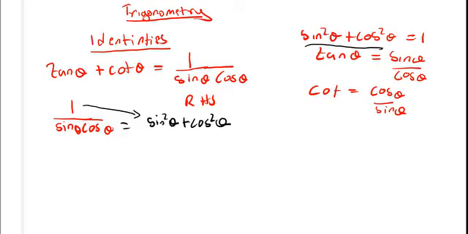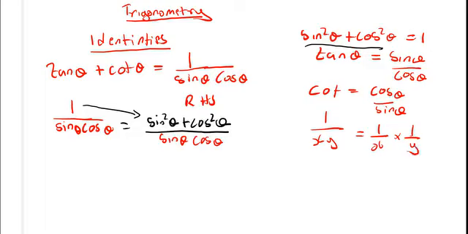Then this is divided by sine theta cos theta. I always tell my students that you need to be able to remember the knowledge you acquired in high school, because it is really helpful. If I've got 1 over xy, this can also be written as 1 over x multiplied by 1 over y. For so long as at the denominator there's multiplication, you can easily split the numerator while maintaining the denominator.